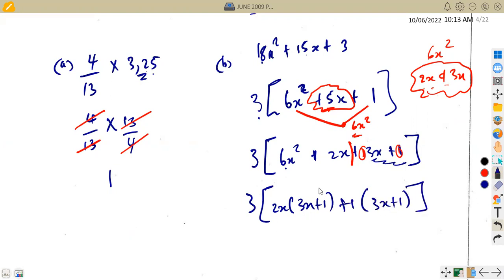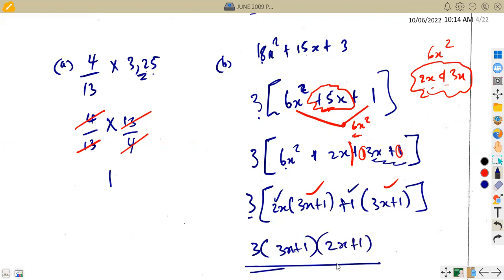So after that, I know that from these two brackets, what is common, I'm going to factor out. The 3 is still there, this one, 3 times the bracket which is common, 3x plus 1. What am I remaining with? 2x plus 1. It's another bracket, 2x plus 1. I'm done. So that was it, guys, on your factorization.